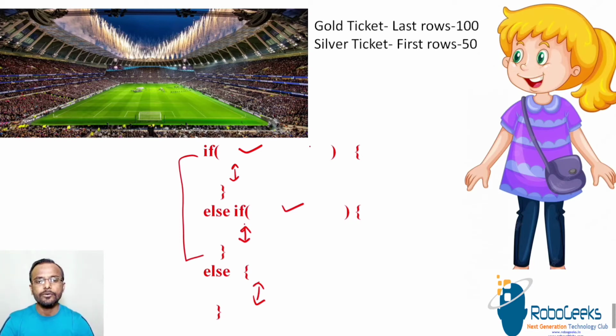Now we'll have tiering in tickets. We are selling a gold ticket for the last rows, of value rupees 100, and a silver ticket for the first rows, that is the front rows, of value 50. These are the different types of ticketing, so in this case we'll use if, else if. Let us see how we can implement that.